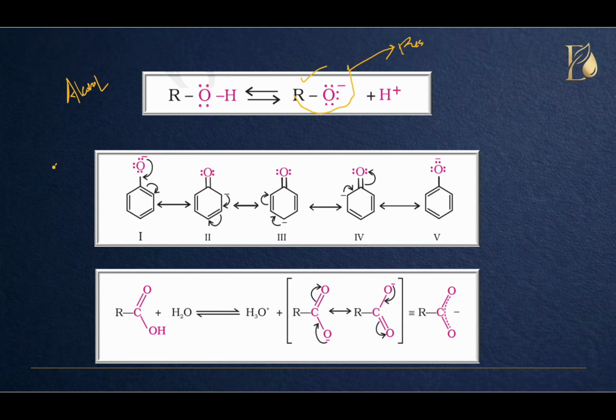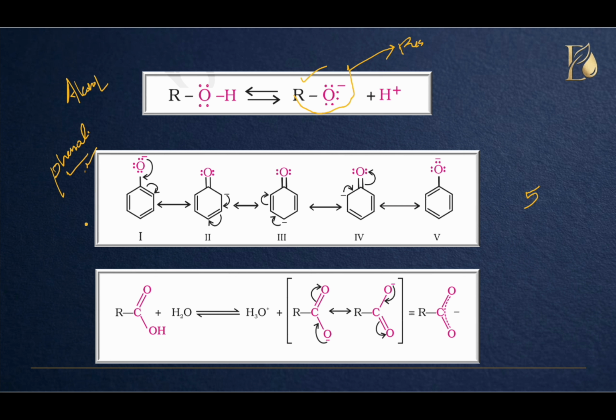But in the case of phenols, the phenoxide ion, ArO minus, the negative charge can delocalize through this benzene ring, and it has totally 5 resonance structures possible, right? If resonance is possible for the conjugate base, then the conjugate base is stable. Here the conjugate base has 5 resonance structures and the negative charge is delocalized through the system. So compared to alcohols, phenols are more acidic because of the resonance stabilization. Now we know that phenols are more acidic than alcohols.